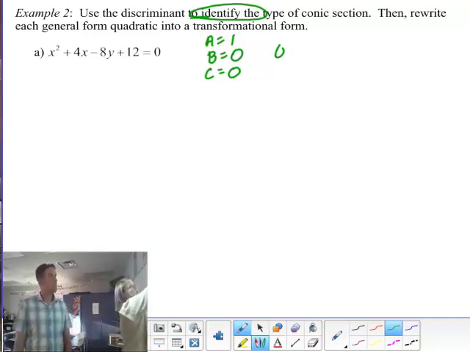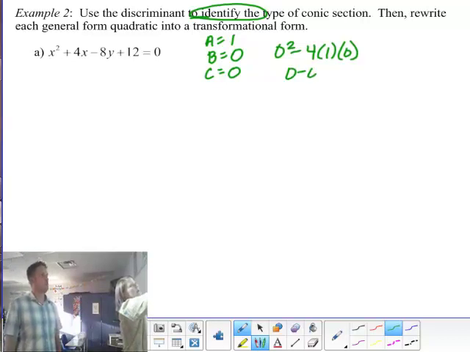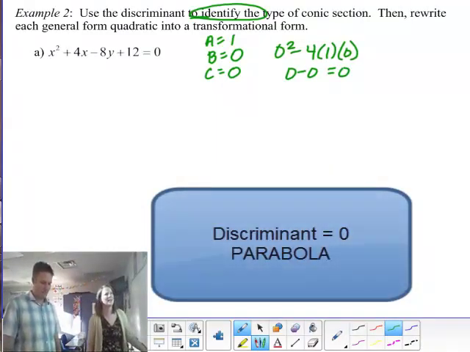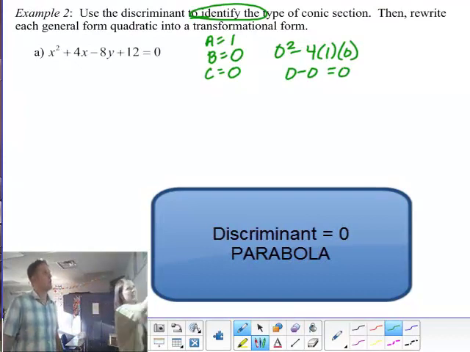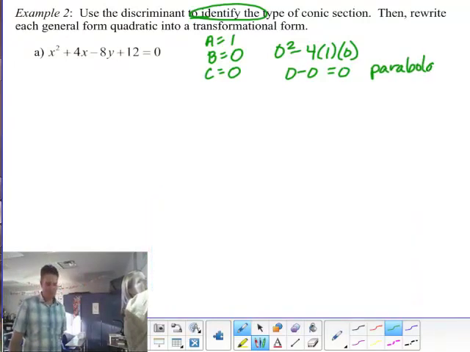So then we could go 0 squared minus 4 times a 1 times a 0. So a little math on that, and that's a whole lot of nothing. A whole lot of 0. Which means it's exactly 0, so we're dealing with a parabola. Yes, we are this time.